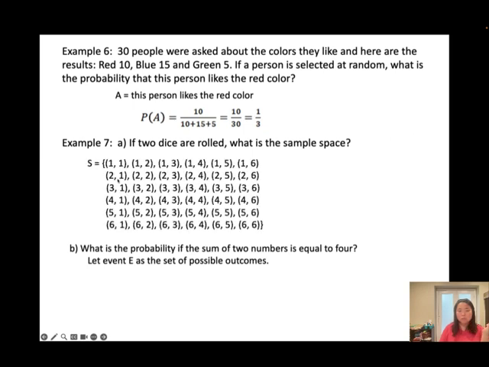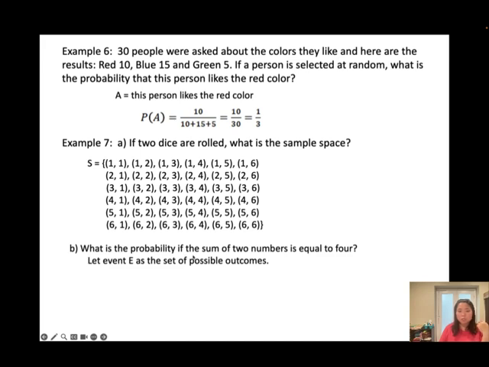Okay, check your work. We do have 6 times 6. We do have 36 sample spaces in here. And then one more time, 1, 2, and 2, 1. These are 2 different sample spaces. But 2, 2, 3, 3, 4, 4, we only have 1, okay? So we do have 36 sample spaces.